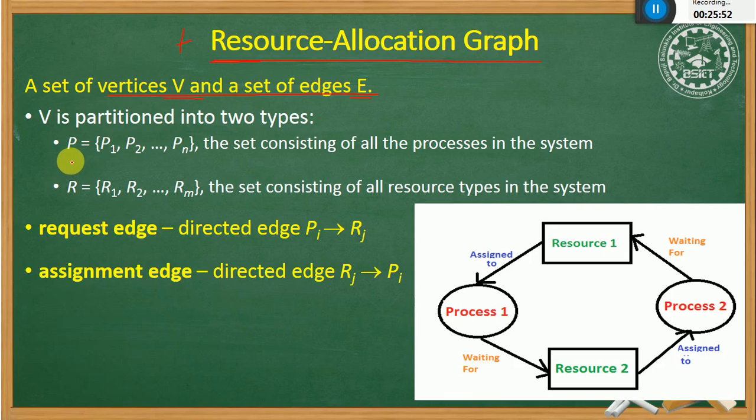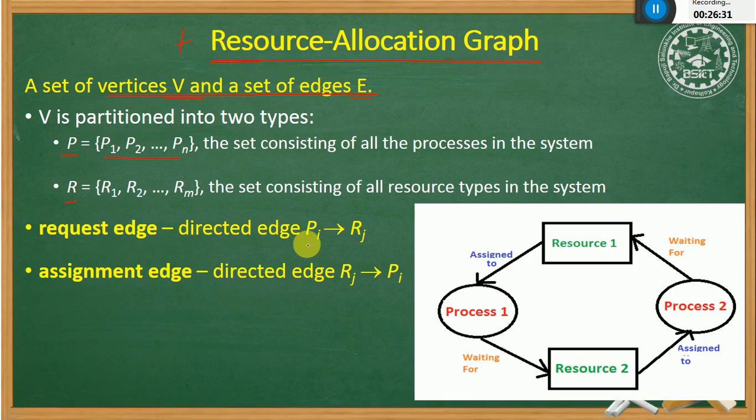In the resource allocation graph, there are two types of vertices. P are processes, which may be from P1 to PN, so there are N different processes. The second type of vertices are resources, R1 to RM, so there are M resources. There are two types of edges, and edges are directional.